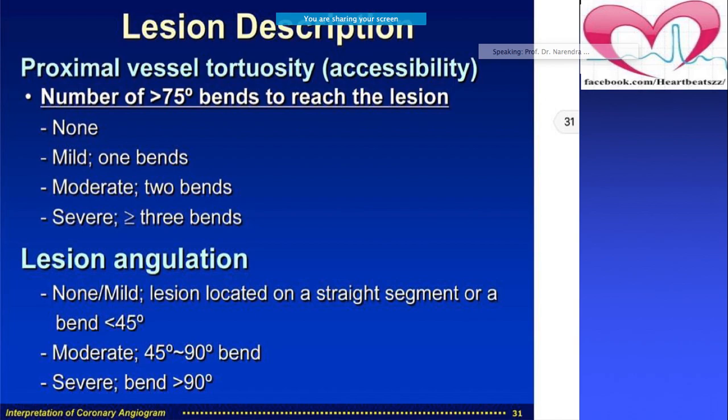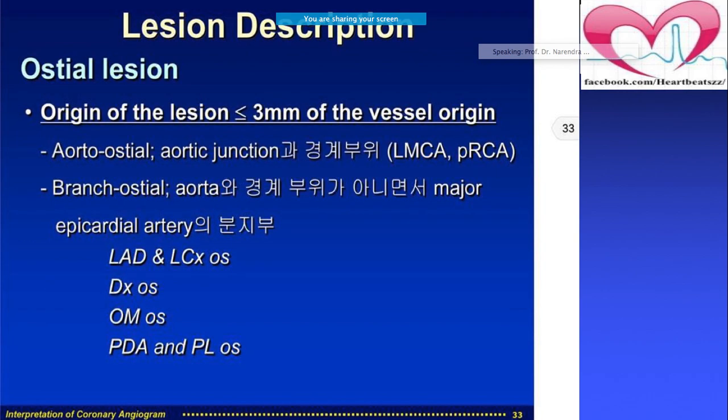And then you also comment about the lesion angulation. If it is located on a straight segment or a bend of less than 45 degrees, it will be called none or mild. Moderate will be a 45 to 90 degree bend. And it will be called a severe bend when the angulation is more than 90 degrees.